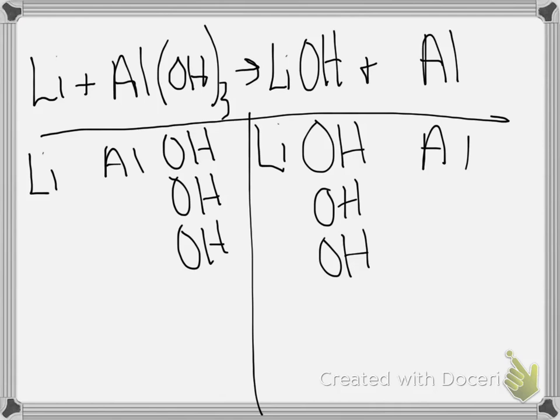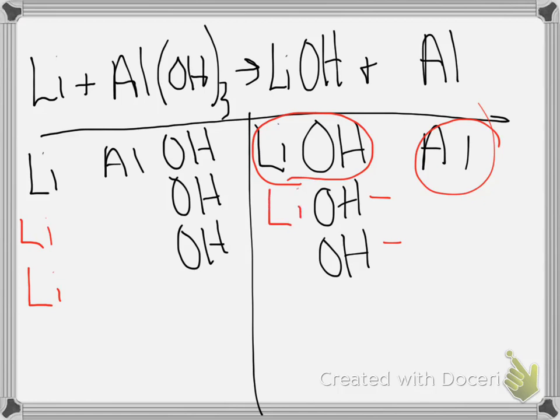On the product side, the only thing I can have is lithium hydroxide and aluminum. I've already started by forming one lithium hydroxide, but then I've got these extra OHs here, and that's not one of my products. I've got aluminum on the product side, and that's fine as is. But I have to take care of these hydroxides that are by themselves, and the only thing I can form them as is lithium hydroxide. So I'm going to go back to the reactant side and add additional lithiums. When I do that, the lithiums show up on the product side.